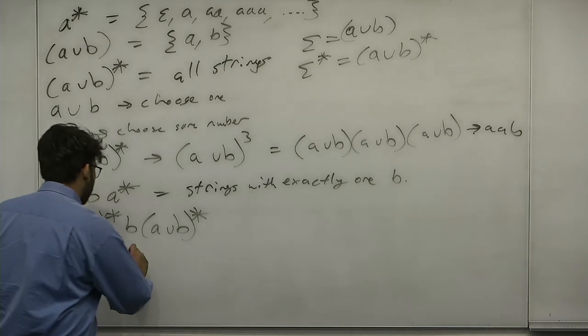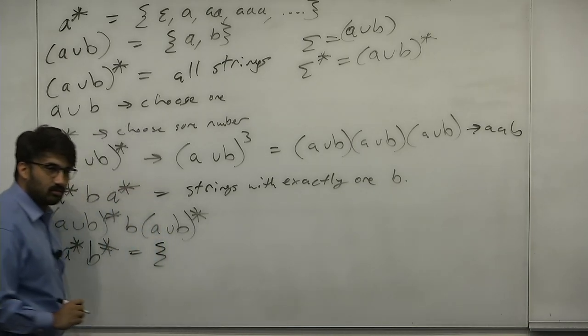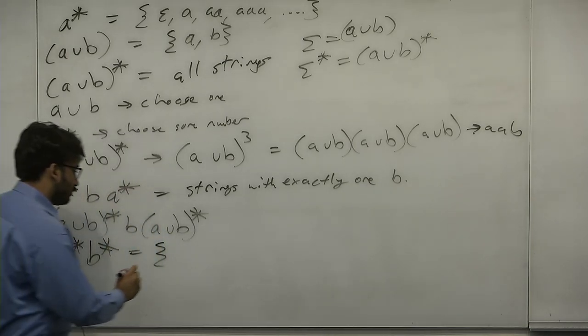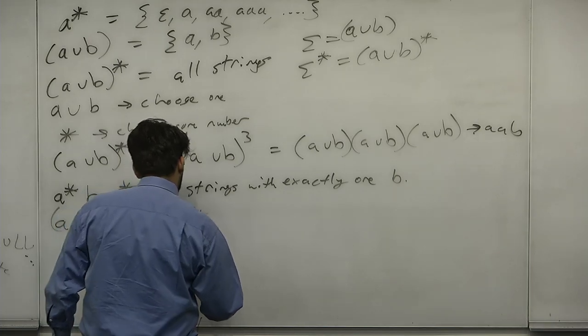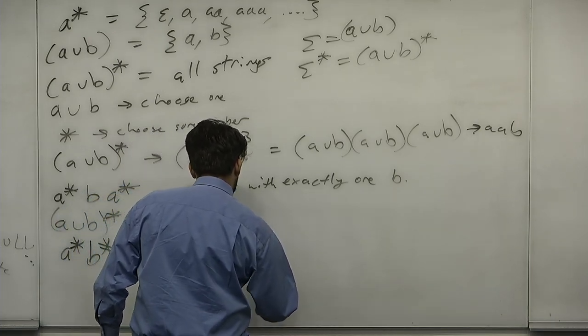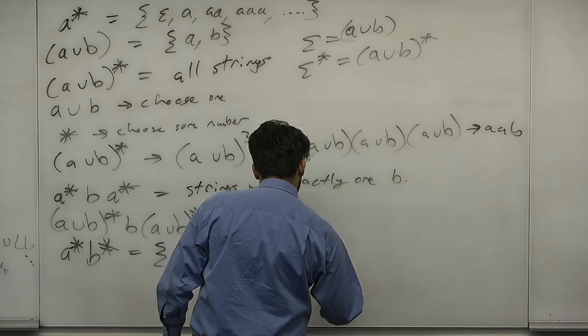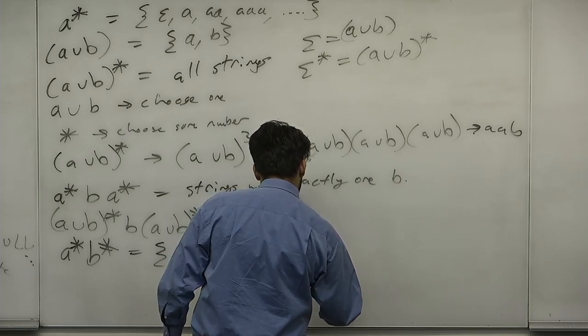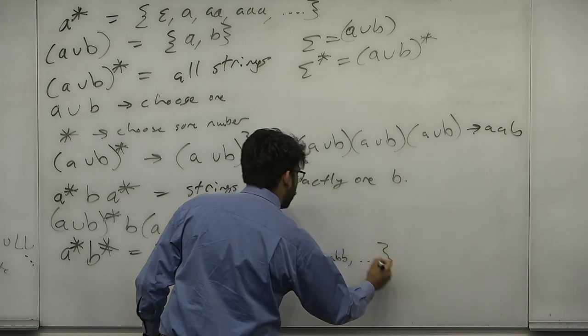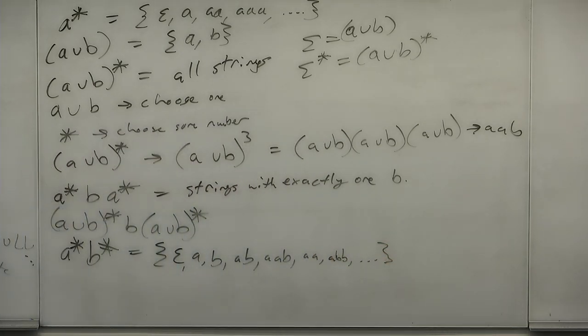If we were to write this one out, does this contain the empty string? Yes. A, B, AB, AAB, AABAB, ABB, right? Something like this. Those are some strings in the language. All the A's have to come before all the B's. We see immediately that regular expressions are pretty useful to describe a language to someone. If I want to say the set of strings where all A's come before all B's, that's cumbersome. I can just write A star, B star.